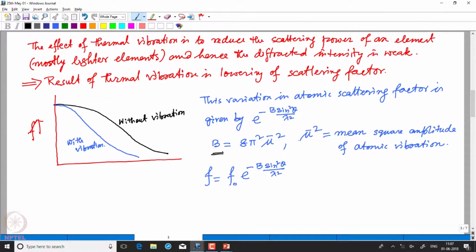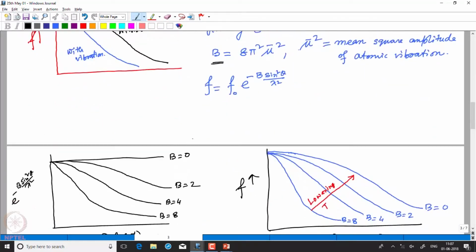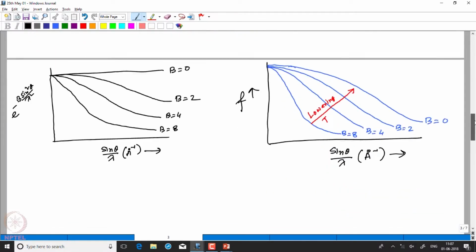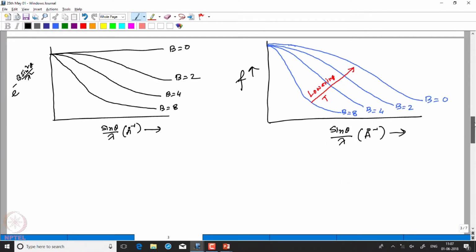B, the mean square amplitude of atomic vibration, and we discussed that the atomic scattering factor with vibration falls more rapidly compared to the situation where there is no vibration, or at 0 Kelvin temperature. Depending on various values of B, we discussed how the scattering factor falls with increasing temperature, and on lowering the temperature the scattering factor reaches the maxima when B equals 0.